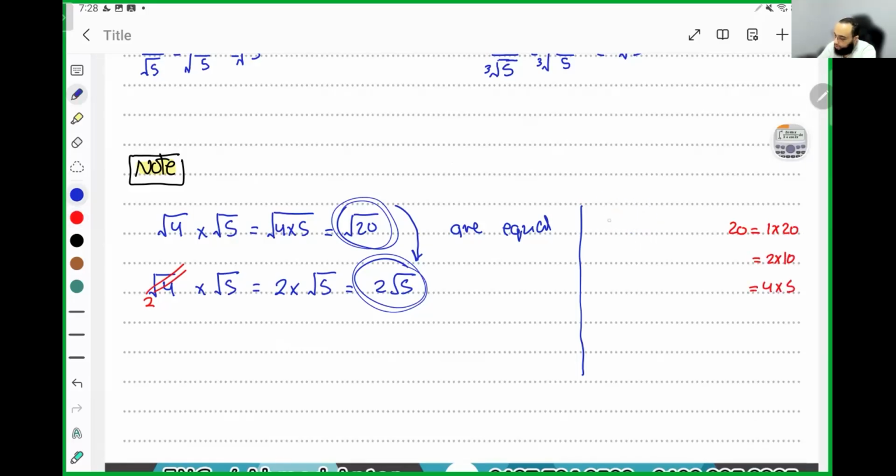Tell me, is it better to do root 1 times root 20, or root 2 times root 10, or root 20 equals root 4 times root 5? Which one will help you get the value 2 root 5? Actually, the last one, in which we can delete root 4 and write 2 instead of it. Then it's going to be 2 root 5.